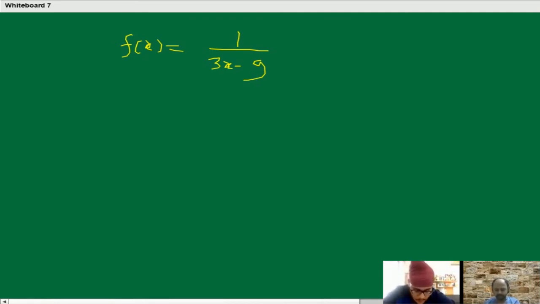equal to 0, sir. 3x is equal to 9. Then x will be equal to 9 divided by 3. Very, very good. 3x minus 9 equals 0, so 3x would be equal to 9. X would be equal to 3. True.